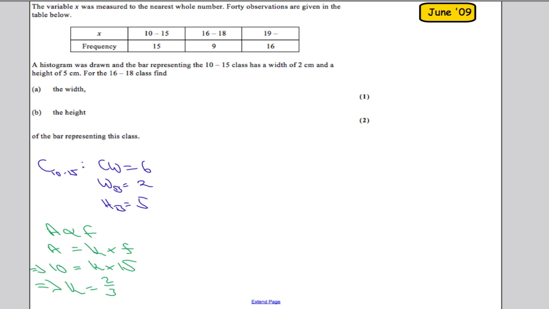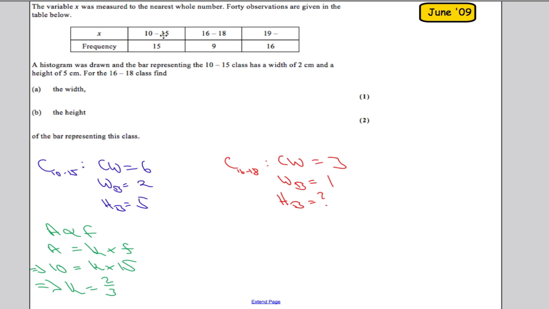Okay, so that's important. Now going back to the bar that we're trying to find out information for. So for the class that involves 16 to 18, that class has a class width that's 3. Now I need the width of this particular bar. If the class width of 6 gave me a bar width of 2, a class width of 3 will give me a bar width of 1, because they must be in proportion. The height is what we're trying to find out.